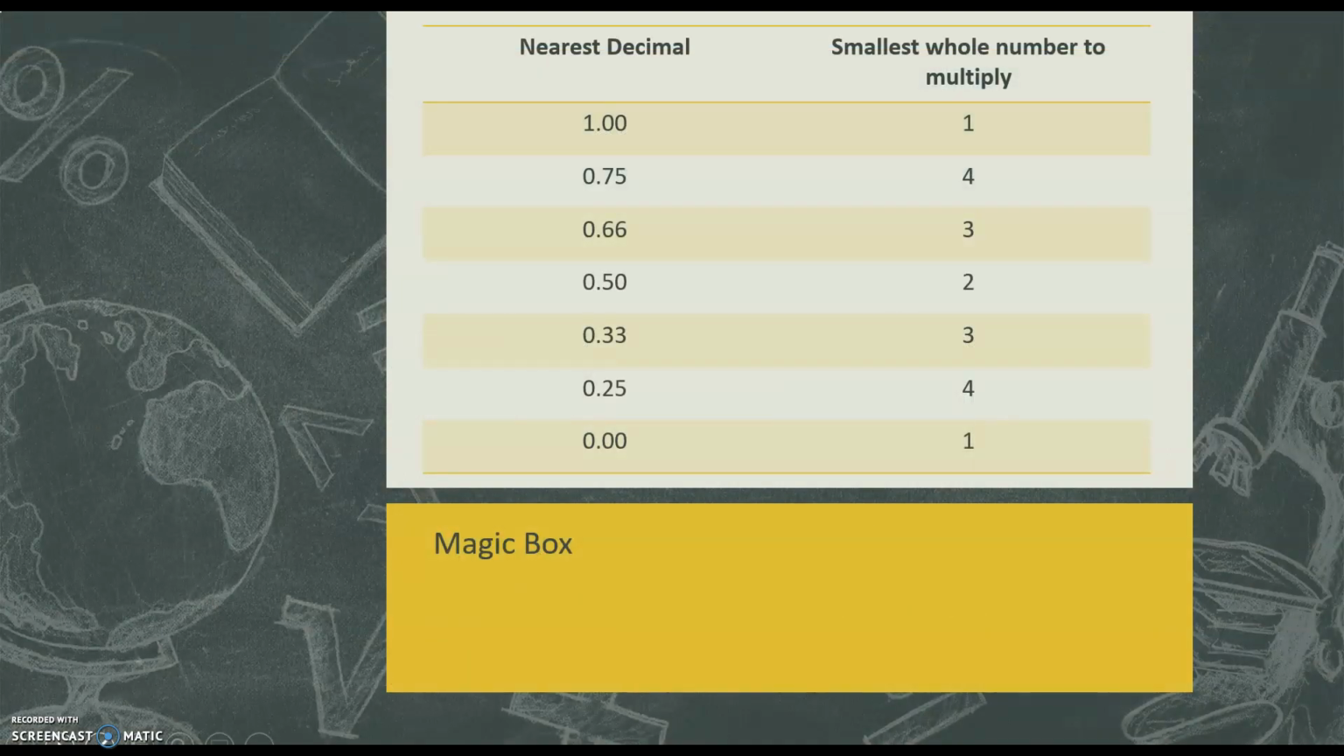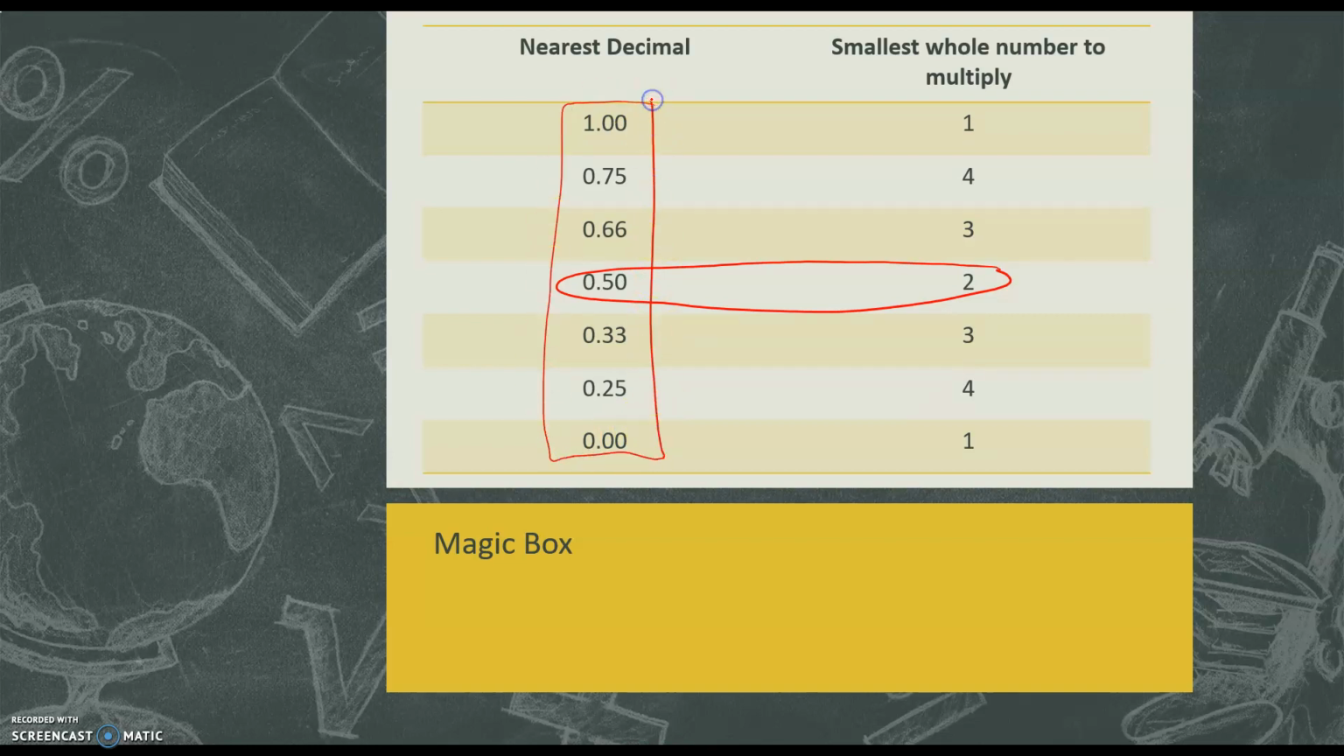Here is our magic box. As you can see, 0.5 is the decimal that we had in our first example. We multiplied by 2. But if you have any decimal, you can easily round it to whichever of these 7 decimals is closest. Whichever one of these you pick, you will just go to the right to find the number you multiply by.